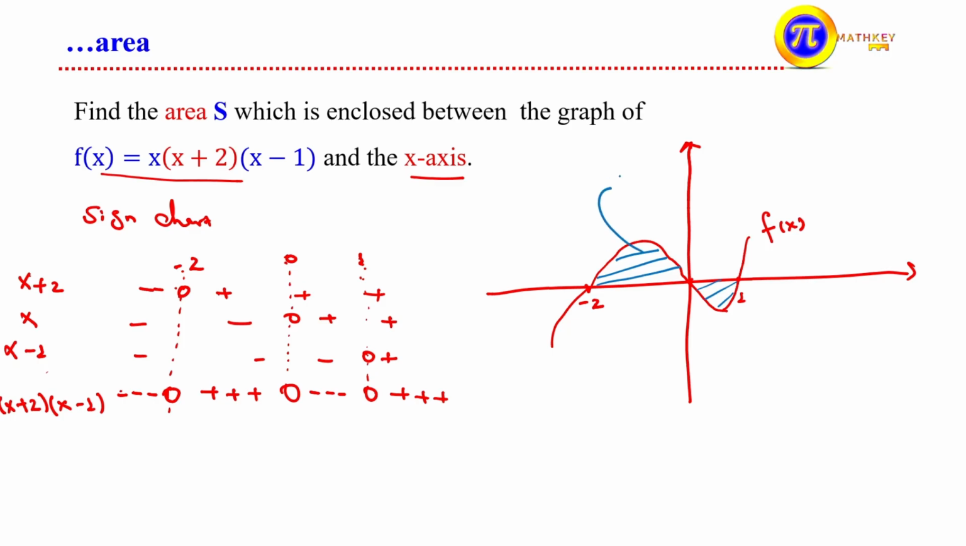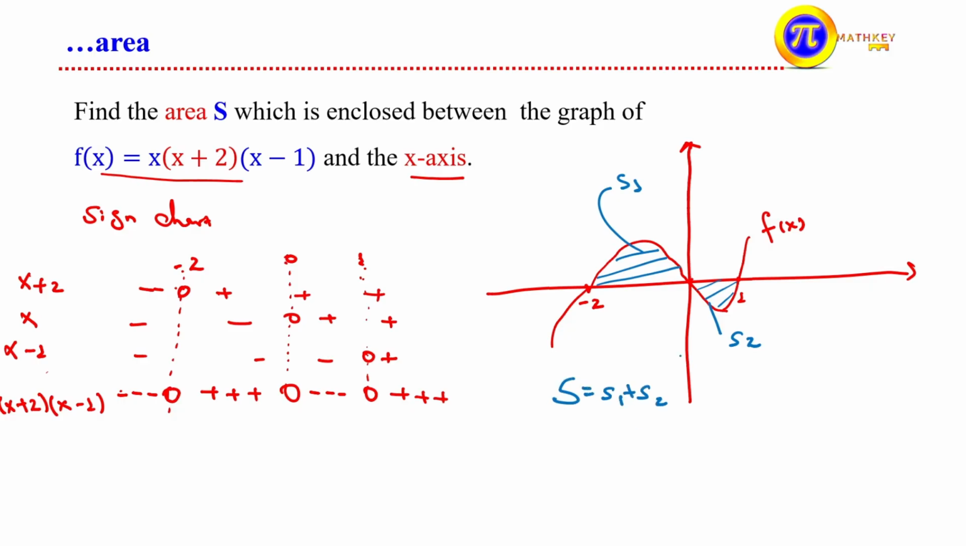Here we have S1, then here we have the other, S2. So the area of this function, or of this graph, enclosed by this graph and the x-axis, is the sum of area 1 and area 2. That means S equals S1 plus S2.